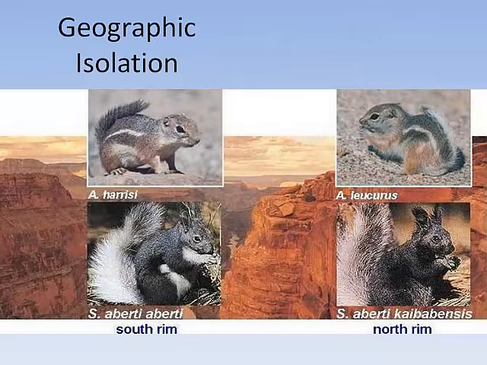Now it turns out that before the Grand Canyon formed, there was one species of ground squirrel and one species of tree-living squirrel in northern Arizona. As the Grand Canyon formed, it separated ground squirrels on the northern rim and the southern rim from each other, and the same thing with the tree-living squirrels. And over time, because they were geographically isolated, they became reproductively isolated and became different species.